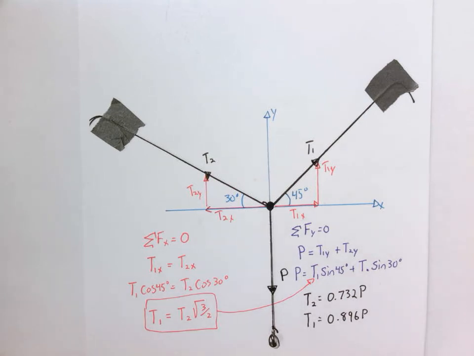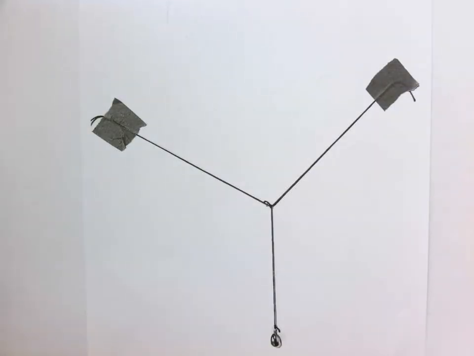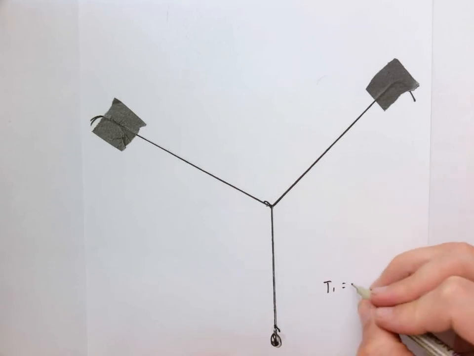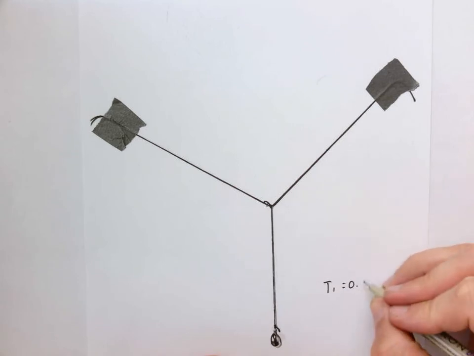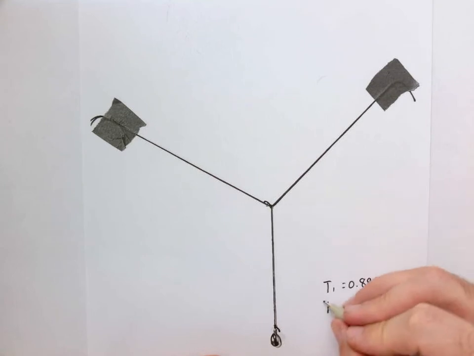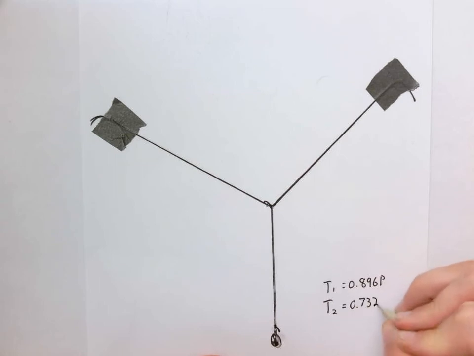Now let's look at a slightly different way to think about these forces geometrically. So let's just start with a clean sheet here, and let's remember our result: that T1 is equal to 0.896 P, and T2 is 0.732 P. Now I'm going to draw my vectors a little bit more precisely.